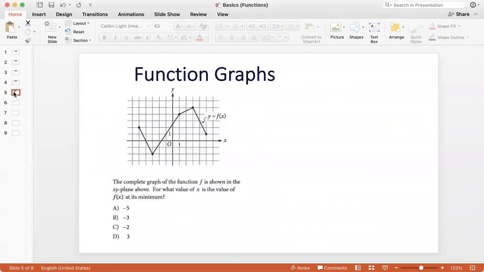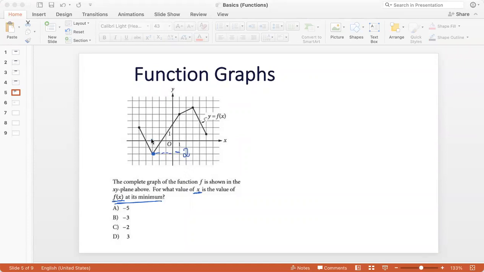Okay. On the SAT and ACT, you would also be tested on function graphs. I have an entire video on algebraic graphs, which I would link to in the description box below. But let's look at this question here. The complete graph of the function is shown in the xy plane above. For what value of x is the value of f(x) at its minimum? So I can see that the minimum value of f(x) is here, and that value is negative 2.